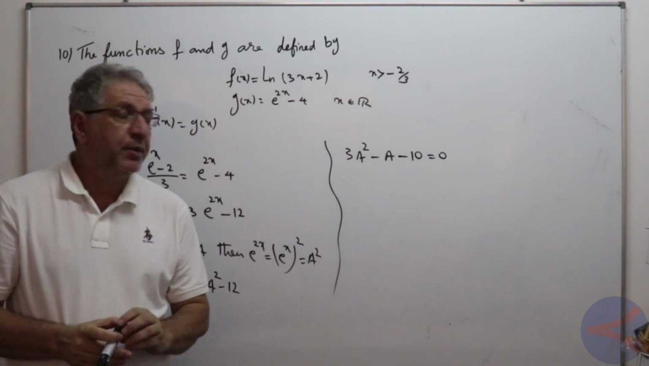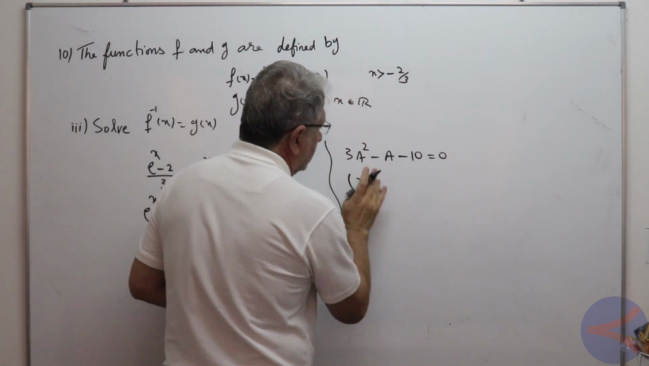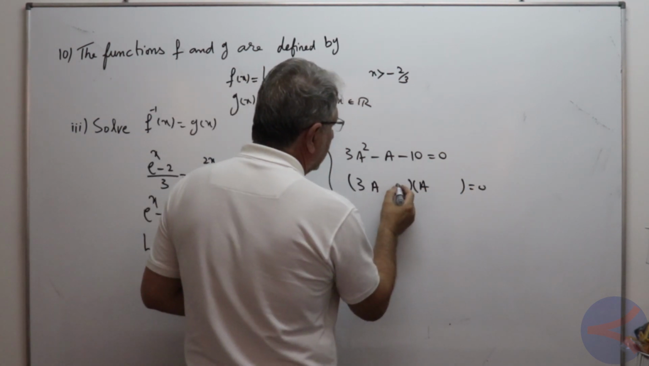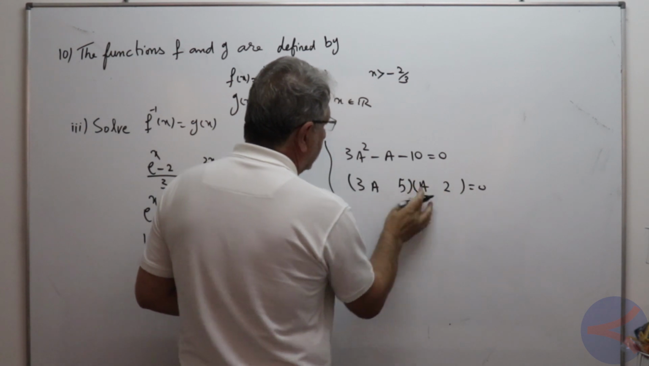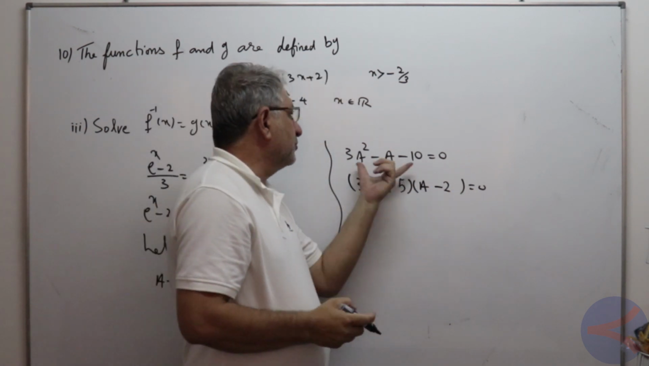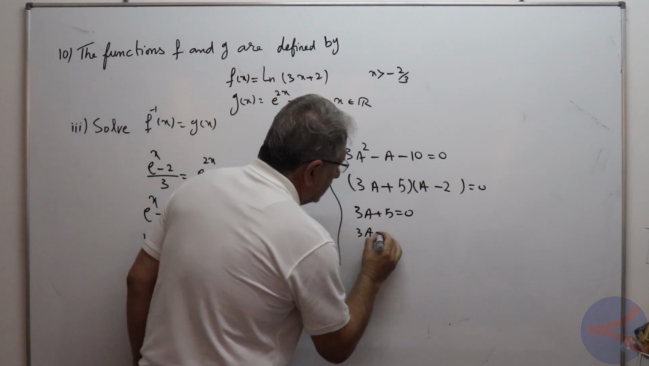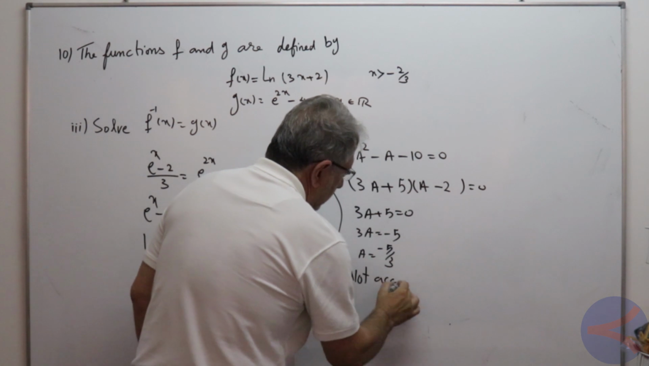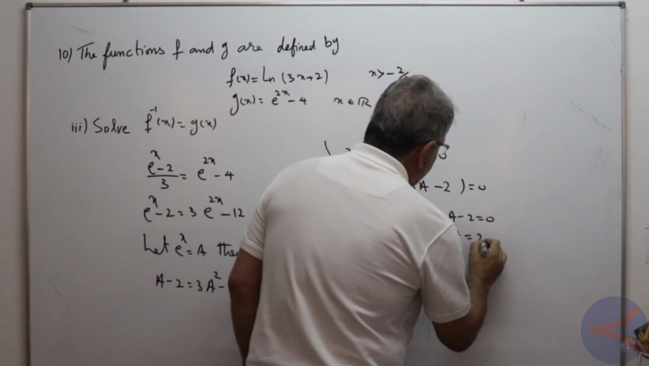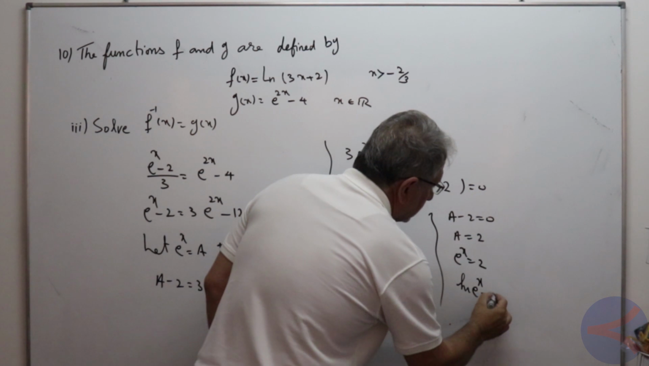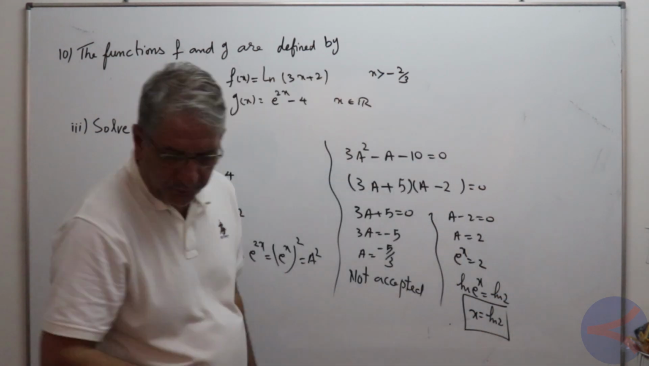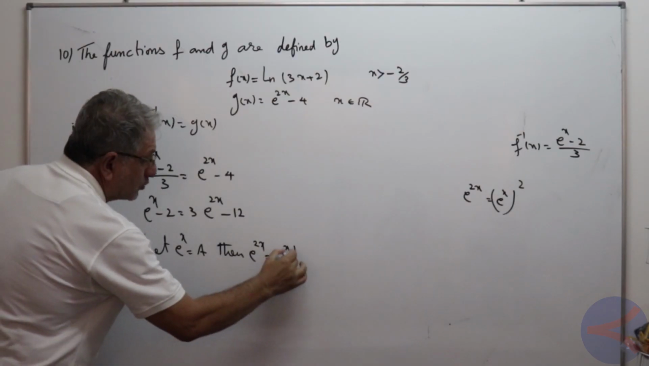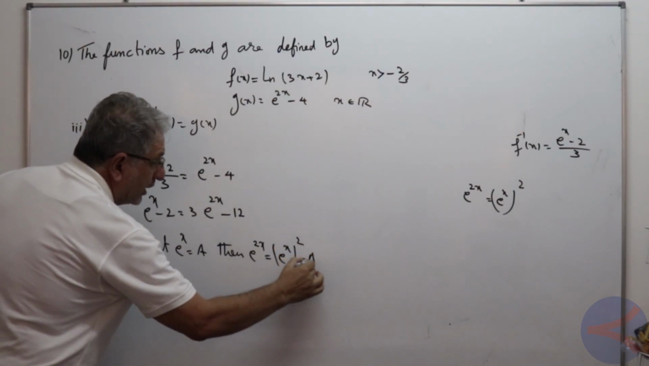Now, we know that (e^x − 2)/3 is equal to g of x. G of x is e to the power of 2x minus 4. Now, I can just cross multiply this. It is e to the power of x minus 2 equals 3 times e to the power of 2x minus 12. Now, let e to the power of x be equal to a. Then e to the power of 2x is actually e to the power of x, to the power of 2, which means it is a squared.